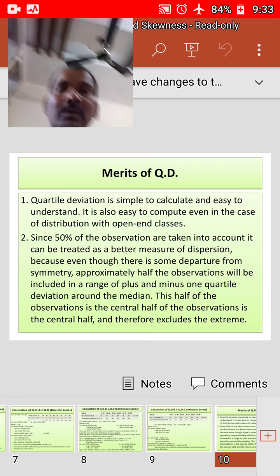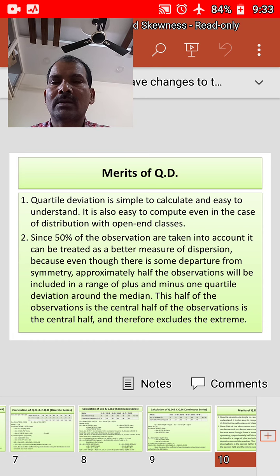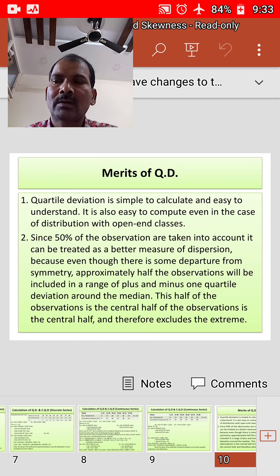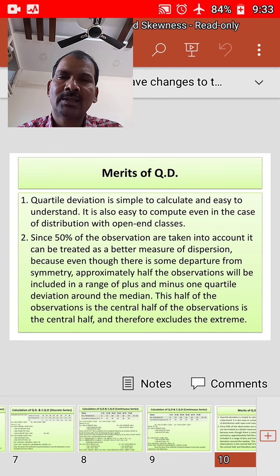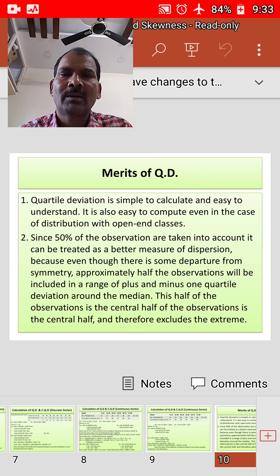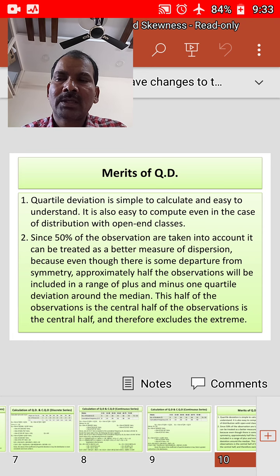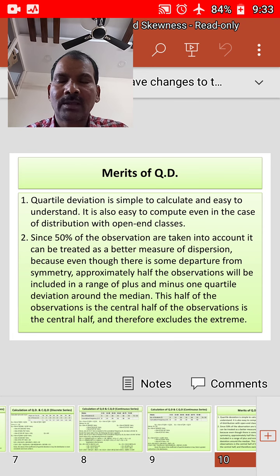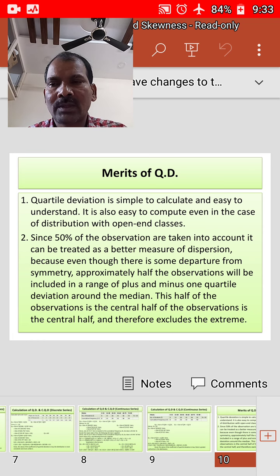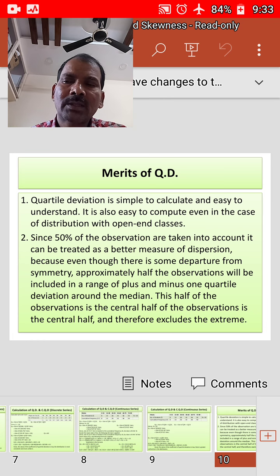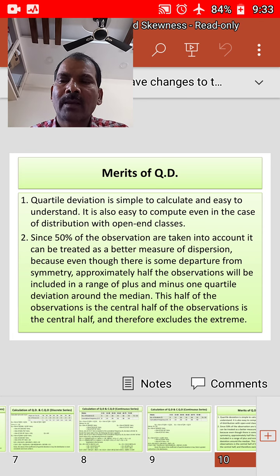And next we have merits of quartile deviation. What are the advantages, or we can say the merits, of quartile deviation. Quartile deviation is simple to calculate and easy to understand, as we have seen by going through this class. It is also easy to compute even in case of distribution with open-end class. In case of open-end class also we converted it according to our requirement and solved the problem, right? Since 50% of the observations in the distribution are taken into account, it can be treated as a better measure of dispersion than range.